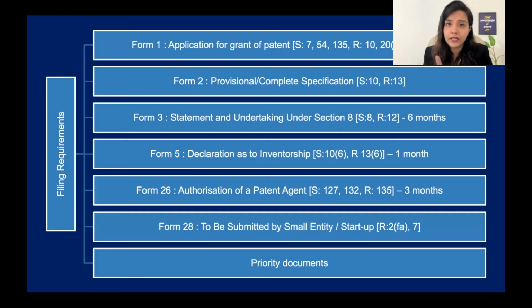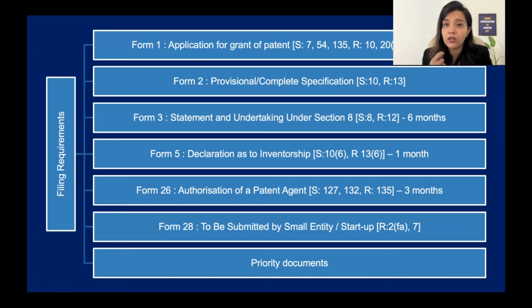So either the applicant himself can file a patent application, or a patent agent can file a patent application. Whenever a patent agent files an application on behalf of an inventor, the inventor has to give an authorization letter to the patent agent, and that letter has to be filed within 6 months. It is also called power of attorney or authorization of patent agent.